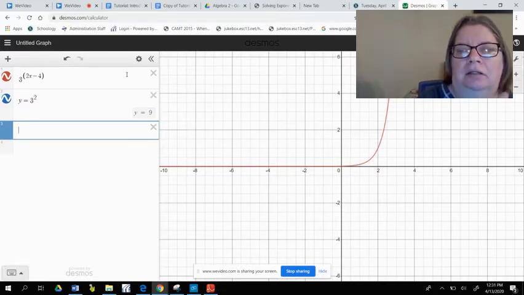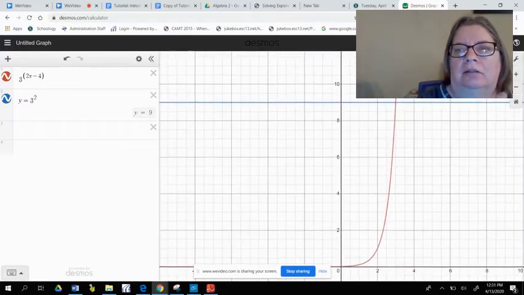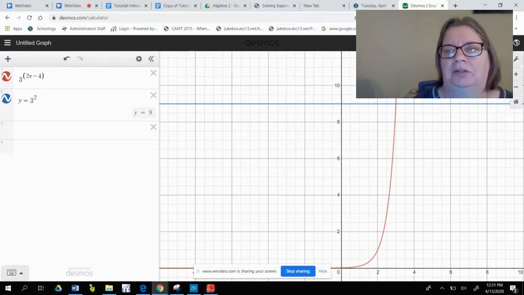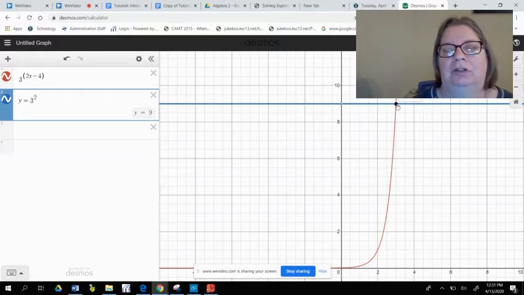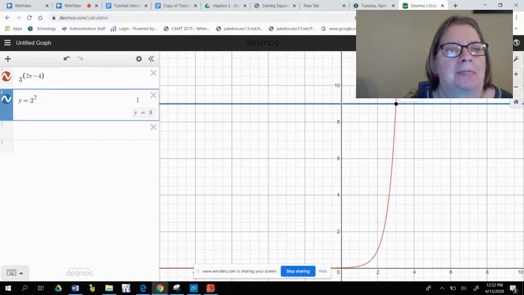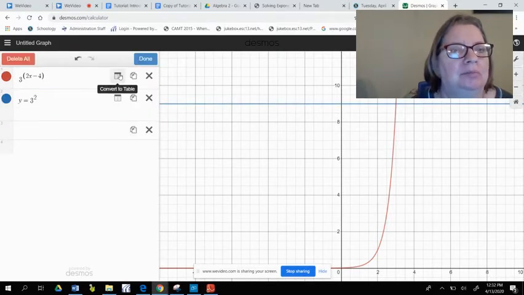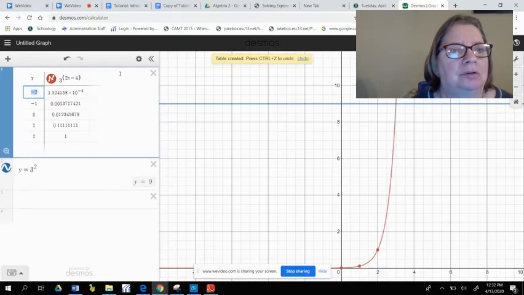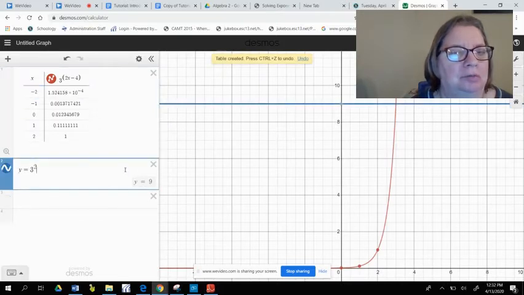Okay, again, you can just scroll down there. You can see where the two lines intersect. And on Desmos, the nice thing is you can tap right there, and it shows you that where they intersect is 3, 9. So x is 3. You can look at a table, but I don't know how to look at the same table for both of them. But you can do this table, and then you can do this table.